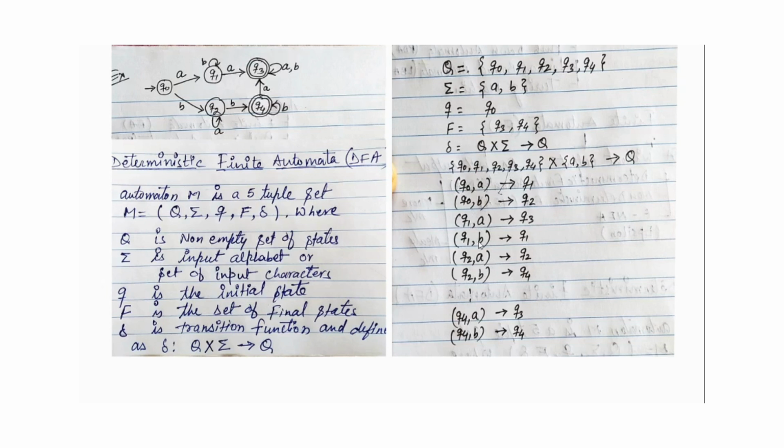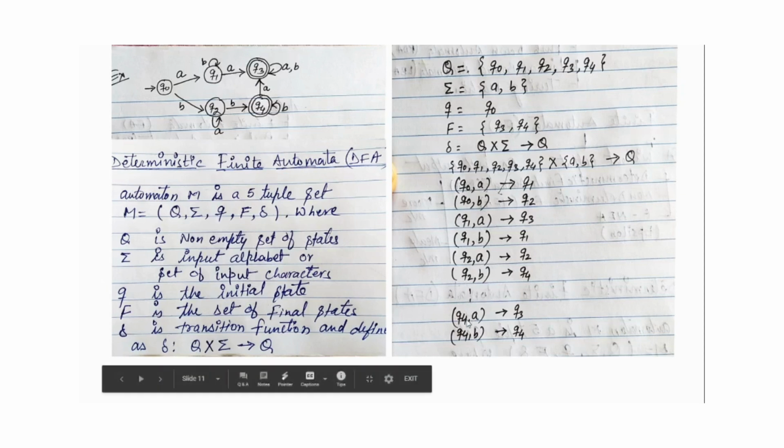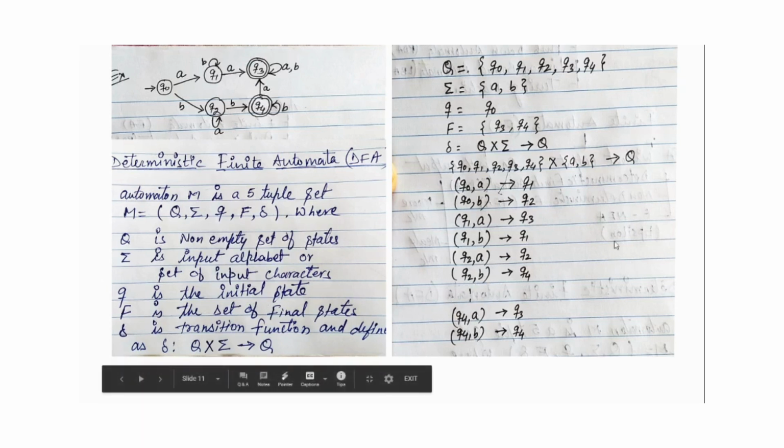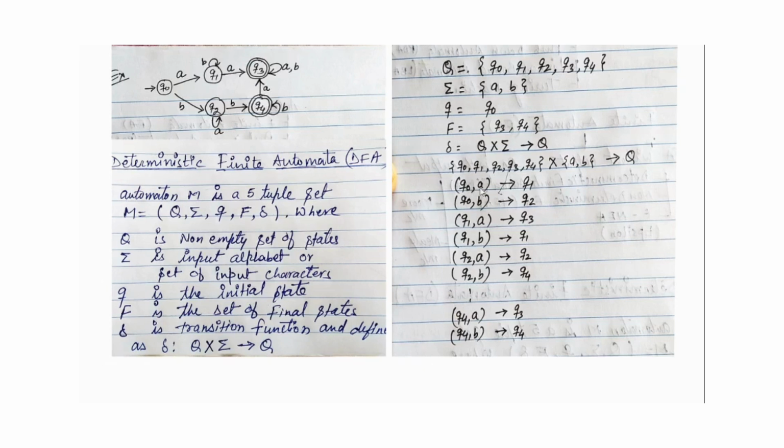Q1a, similarly Q1b, Q2a, Q2b. Q3 is not written here, but it should have the Q3 pairs here. So Q3a, Q3b, and finally Q4a and Q4b. I am repeating, the Q3 pairs are not written here, but they should be here. Fine. So the pair Q0a has a transition to Q1.